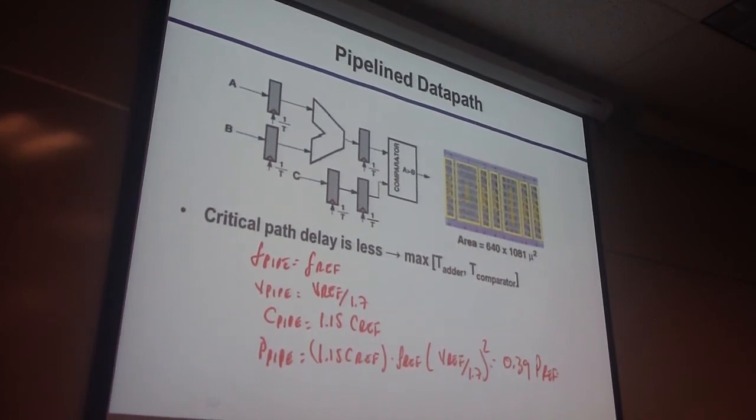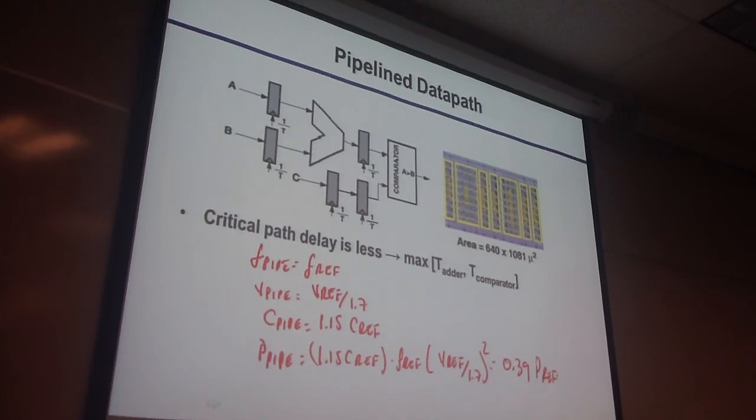Okay? Question. Yeah. Why do we have more time now? The frequency is the same. Yeah. So why do we have more time now? Then we can lower the voltage. Because before, I had T cycles for the adder and the comparator combined. Now I have T cycles only for the adder and T cycles only for the comparator.